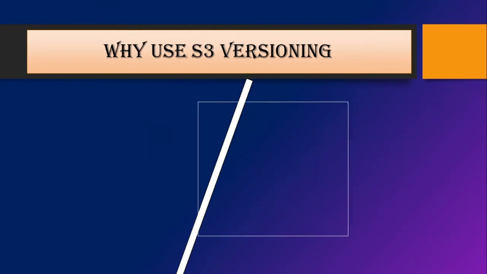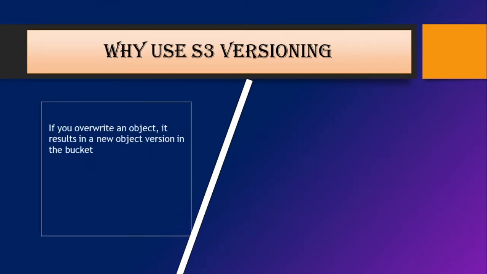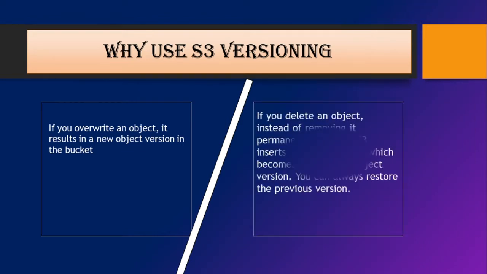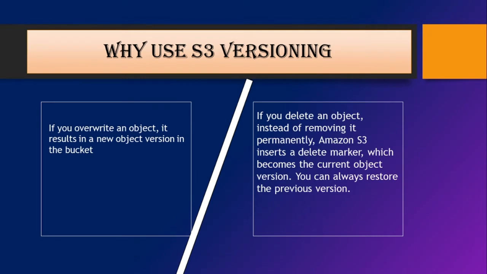Now, what are the benefits? If you write some file and upload it to the bucket, it is called a new version of the object. Number two, if you decide to delete a file or object, instead of removing it permanently, Amazon S3 inserts a delete marker on that particular file, which becomes the current object version. You can always restore the previous versions.